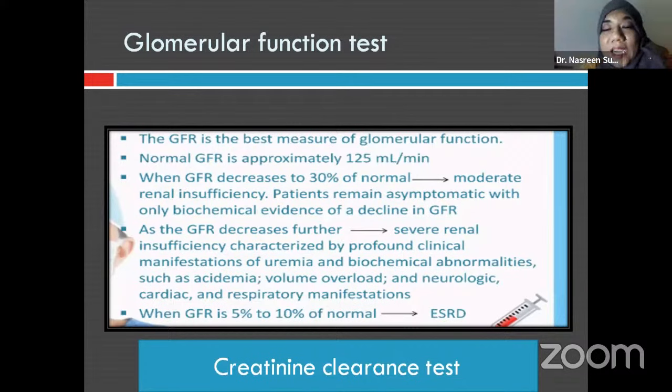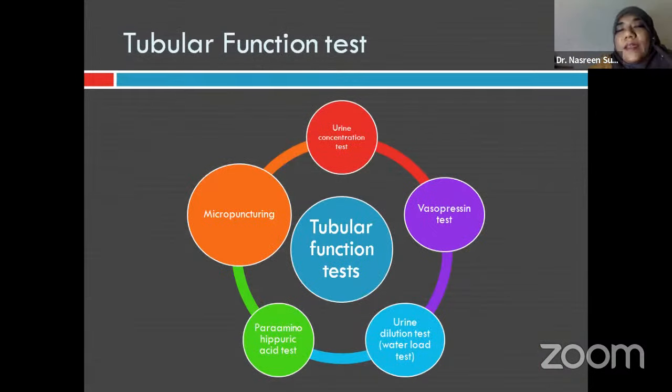Next is the creatinine clearance test. Why are we selecting creatinine? Because creatinine is the agent which is not going to get reabsorbed and not going to get secreted. It is only filtered. With this creatinine clearance test, we can know the GFR, glomerular filtration rate. Next, you also have tubular function tests, where the urine concentration test, vasopressin test, urine dilution test, para-aminohippuric acid test, and micropuncturing are involved. Just remember the names.